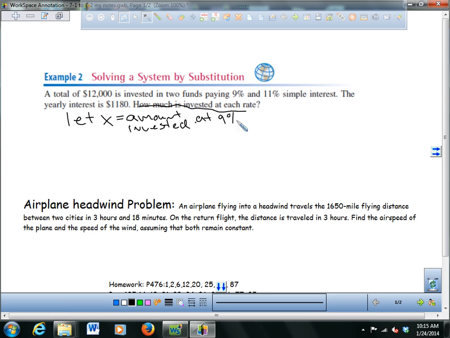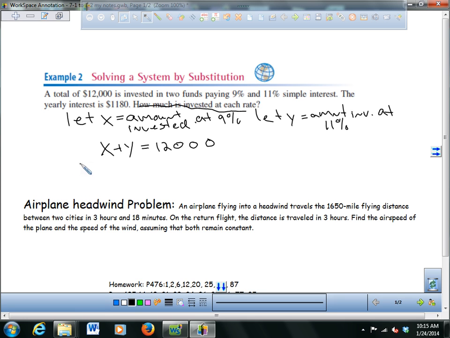And before you can solve a system, sometimes the hardest thing is setting it up. Let y equal what? Right, the amount invested at 11%, and then you need to come up with 2 equations. So what do you know about x plus y? It's $12,000. Who's got the other equation for me? X times 0.09. Good. Y times 0.11. Nice.